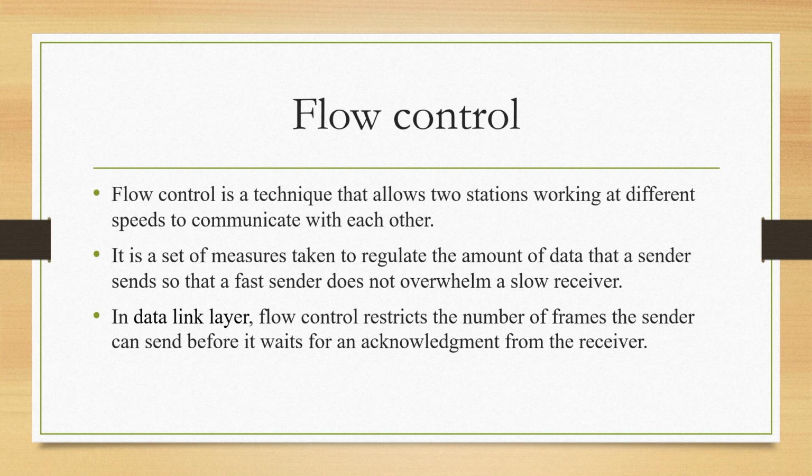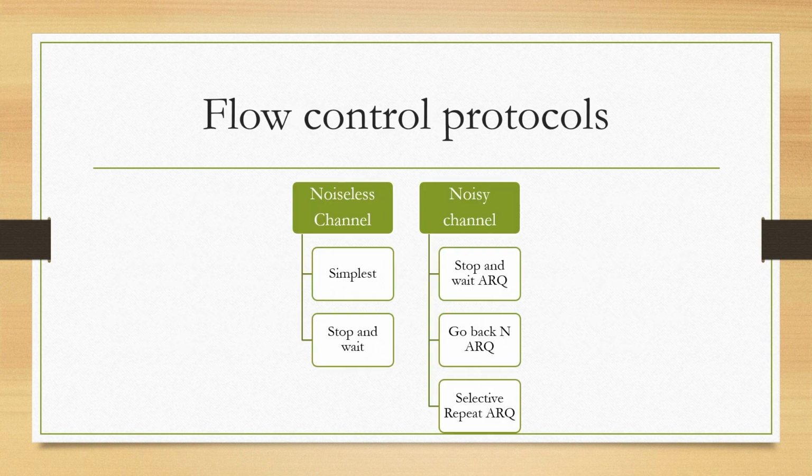Flow control is a technique that allows two stations working at different speeds to communicate with each other. Let us take an example of a sender and receiver. Suppose the sender is able to transmit 100 frames per second, whereas the receiver is only able to receive 50 frames per second. In this situation, the flow control of the data link layer restricts the number of frames the sender can send before it waits for the acknowledgement from the receiver.